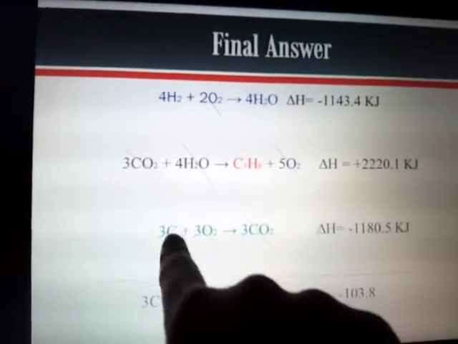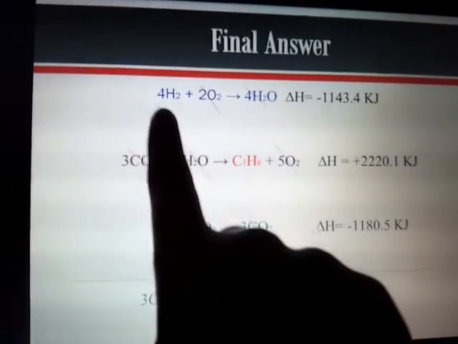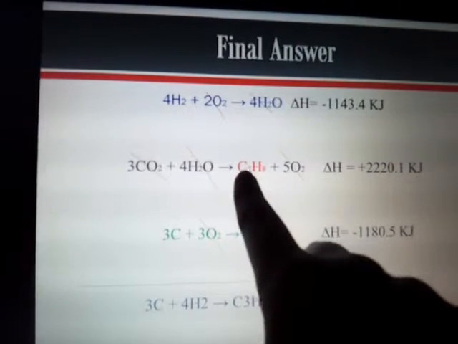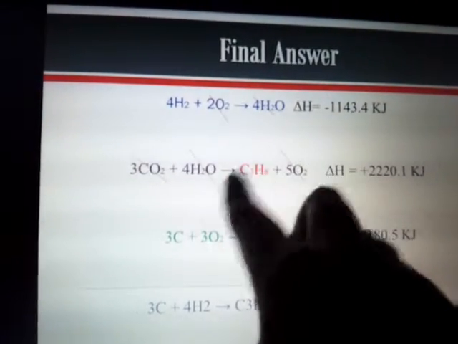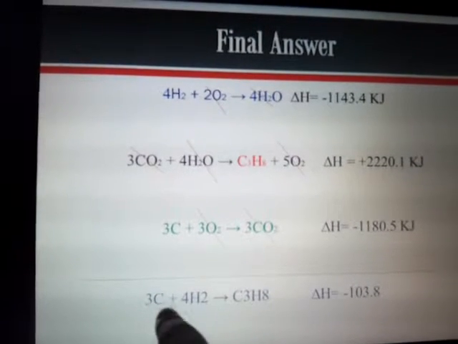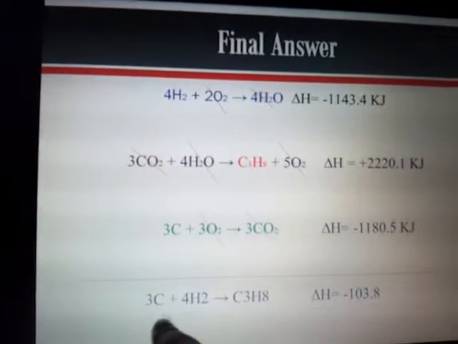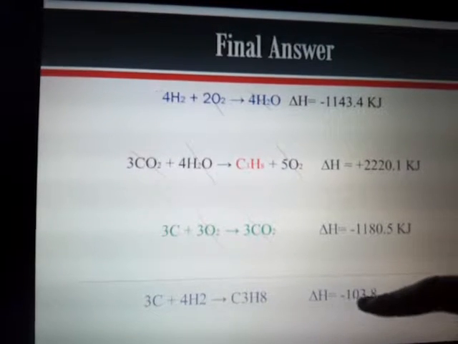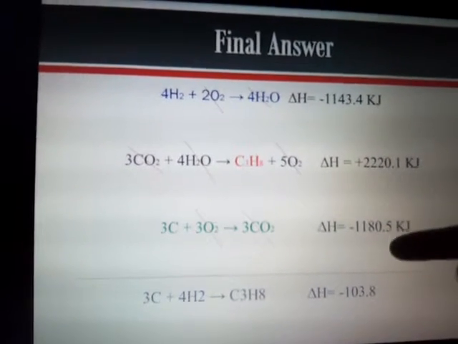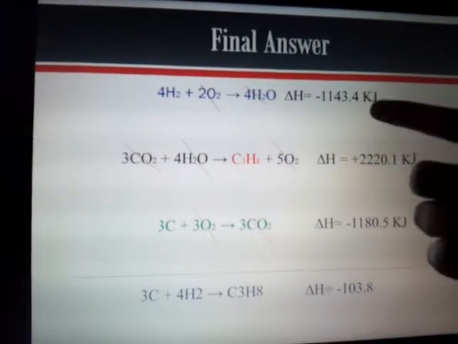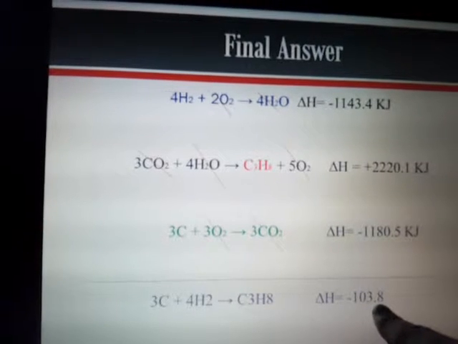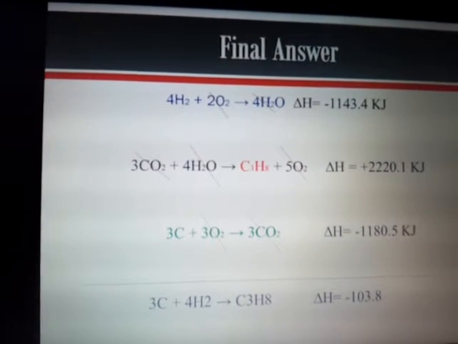You're left with 3 carbons, 4 hydrogens, and it yields the ethane here, which are the only things left over. You bring those down. This is your final equation, or the equation that they wanted in the beginning. And then you're going to add all 3 of these enthalpies here, and you're going to get negative 103.8.